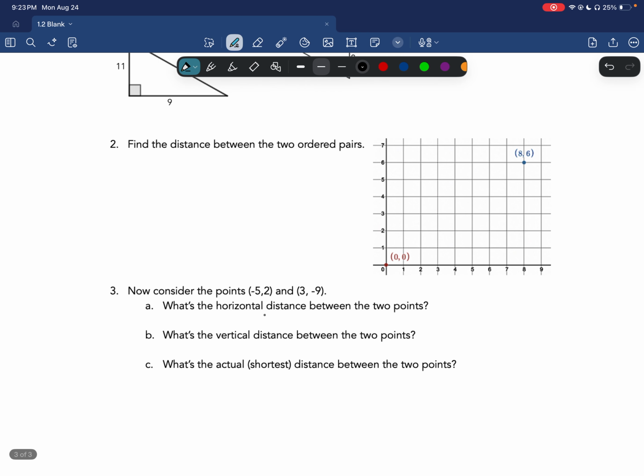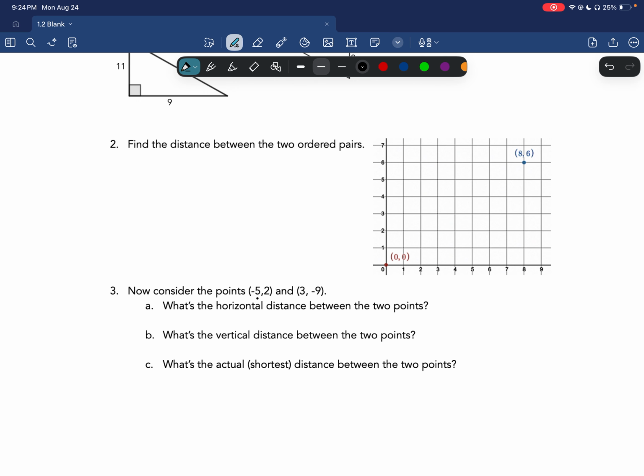And then you've got 2 points here, and you've got to find the horizontal distance, the vertical distance, and the distance of the hypotenuse, right? Well, just a little hint here. If you're talking about the horizontal distance, x is horizontal, right? So if we're starting at -5, how many units over do I have to go to get to 3, right? That's going to be my horizontal distance. Likewise, if I'm starting at 2, how many units down do I need to go to get to -9? That's my vertical distance, okay?